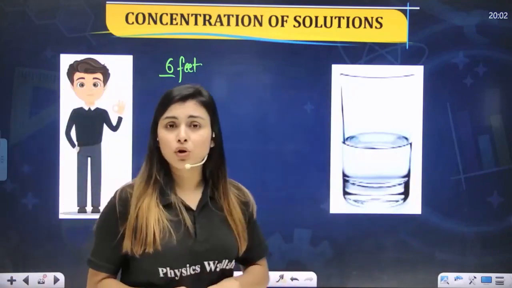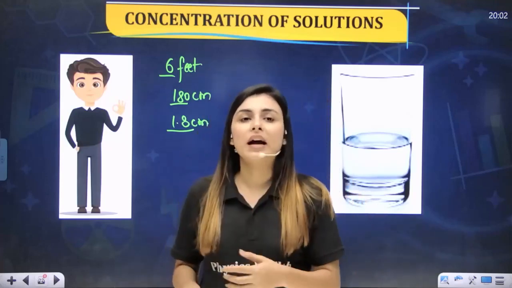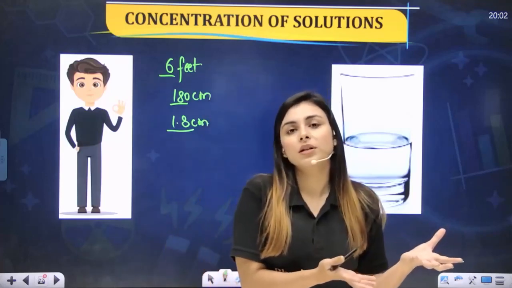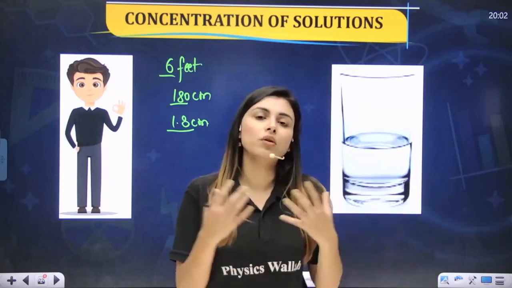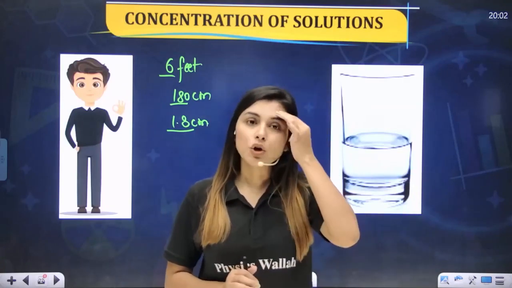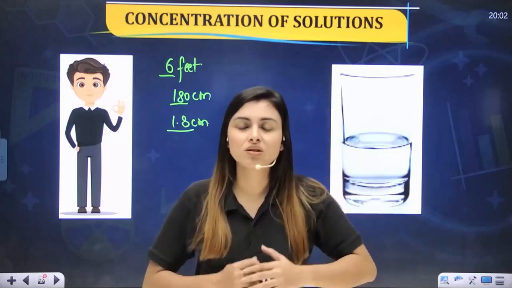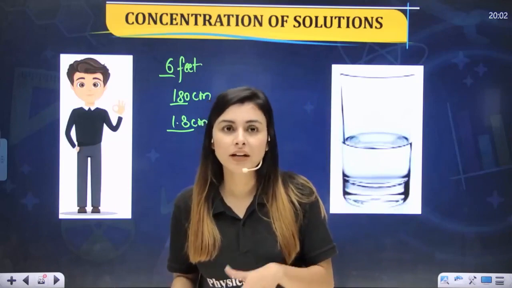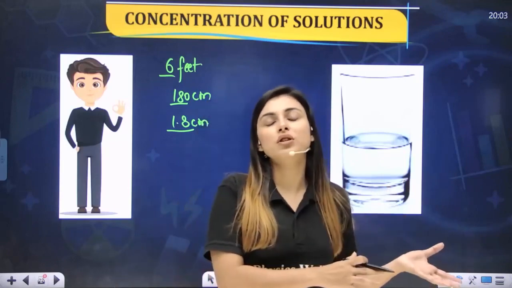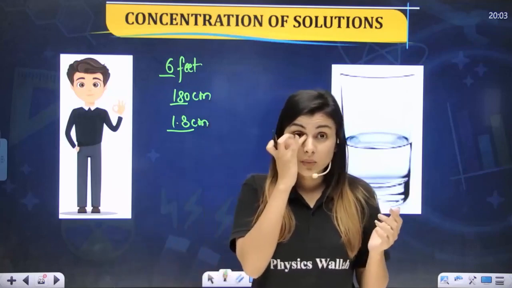When you talk about concentration, what does concentration tell you? It tells you in what particular amount of solvent you have dissolved a particular amount of a solute. Now, you can express it in different terms: how many grams of solute is dissolved in how many grams of solvent. You can say how many grams of solute is dissolved in how many liters of solvent, right?